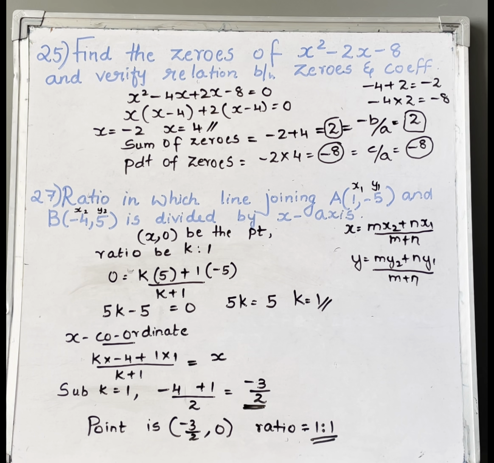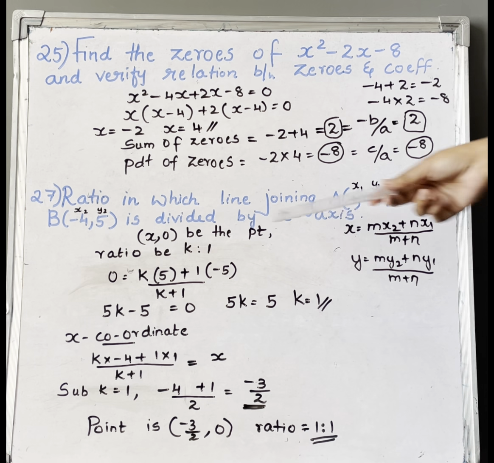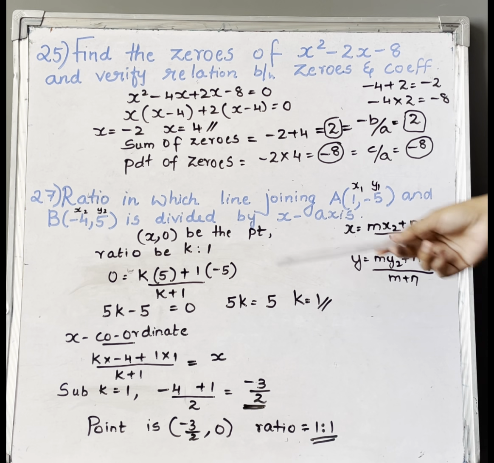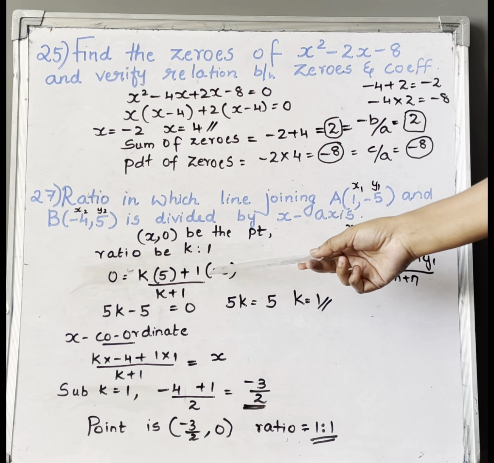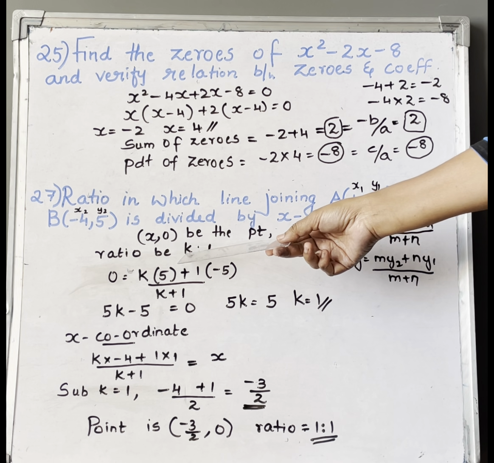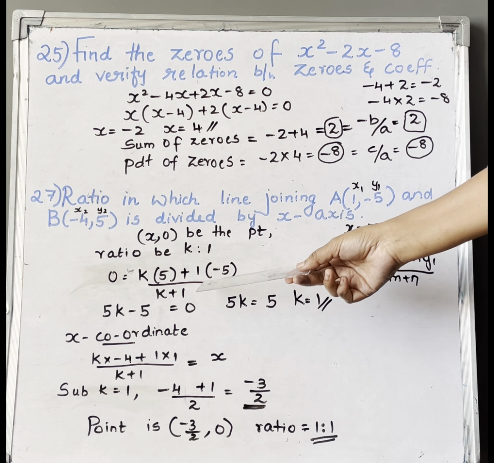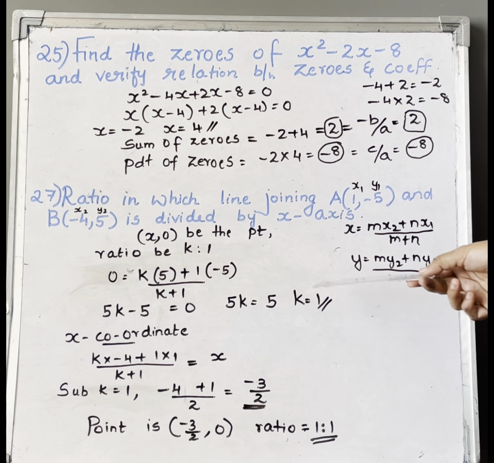Here they have given that it's divided by x-axis. So we can take the ratio as k is to 1 and the point as x, 0. So we substitute y because here y is 0. So 0 is equal to k into 5 plus 1 into minus 5, where m is k and n is 1, by k plus 1. So we get k is equal to 1. So the ratio is 1 is to 1.